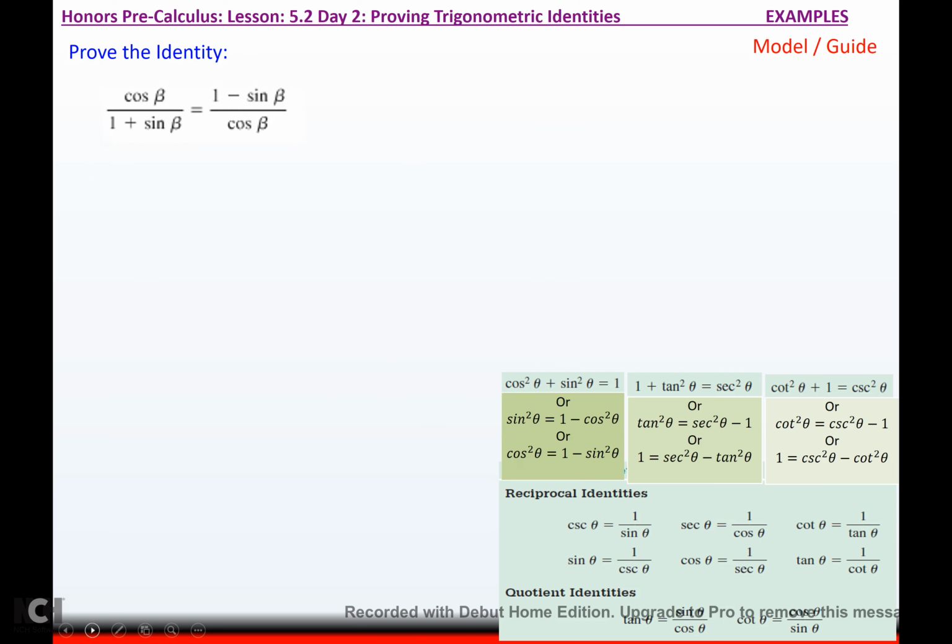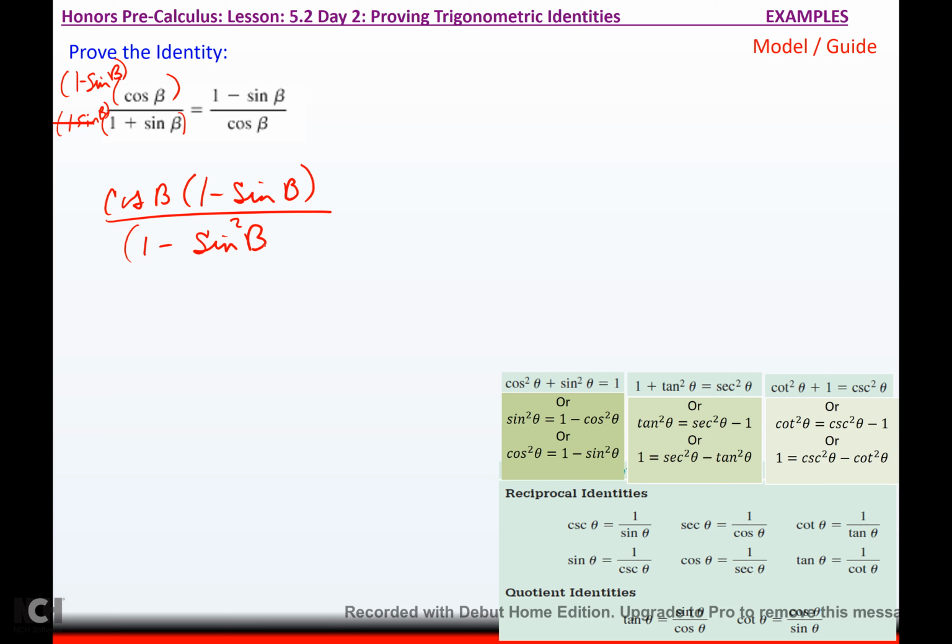All right, so let's solve this one. I see 1 plus sine b on the bottom, so I'm going to again try and create a difference of squares on the bottom. So I'm going to multiply by 1 minus sine b on top and bottom. So on top, I'm going to have cosine b times 1 minus sine b over 1 minus sine squared b, sorry, right, because that's going to be difference of squares.